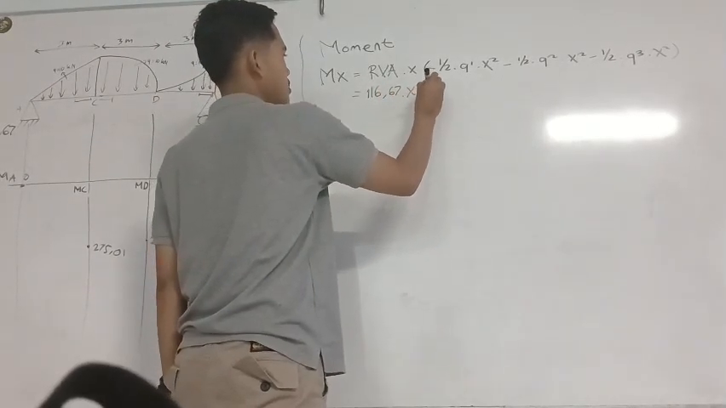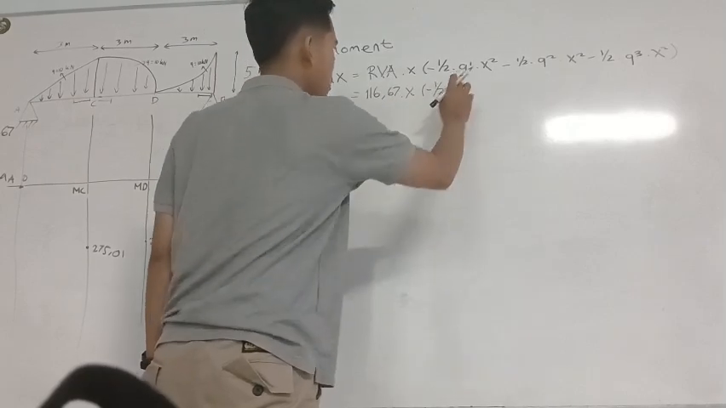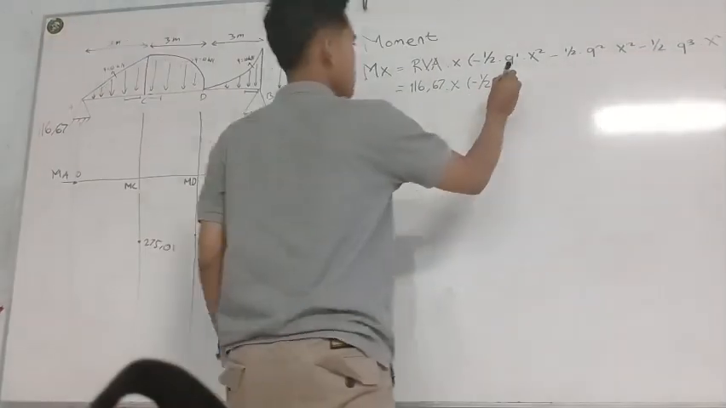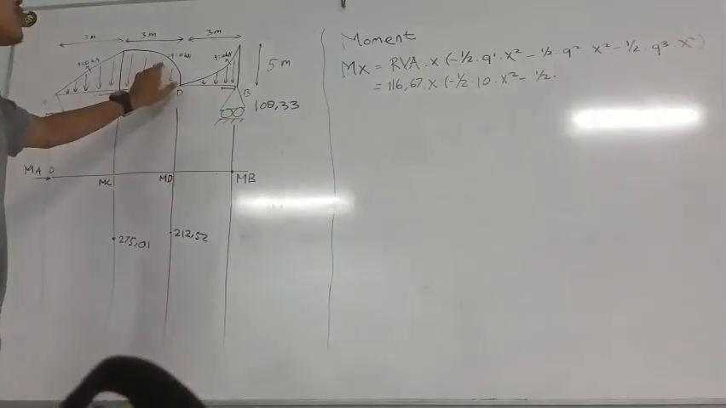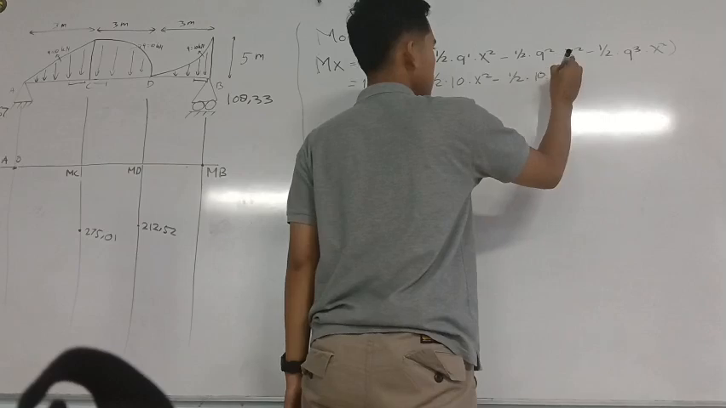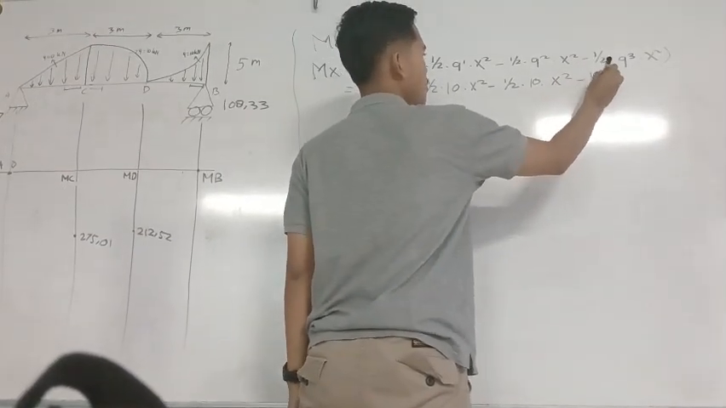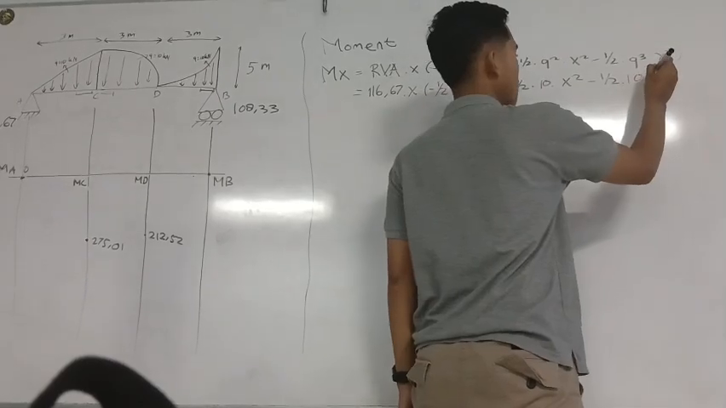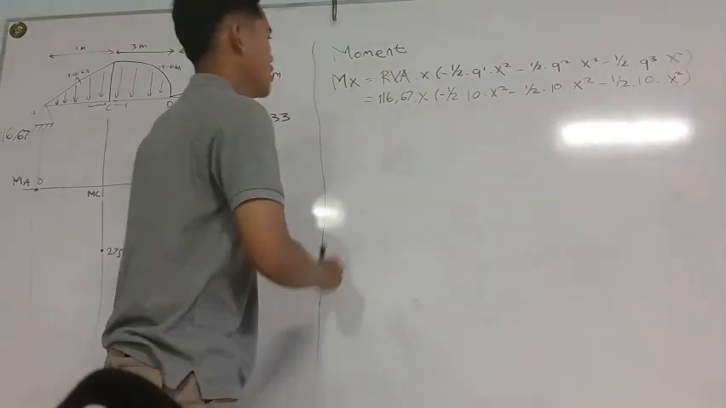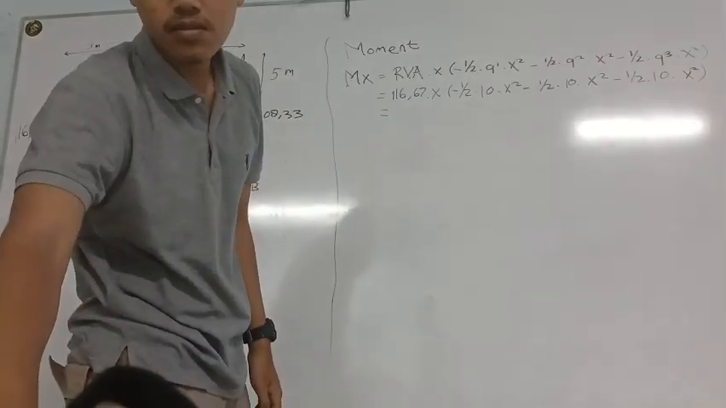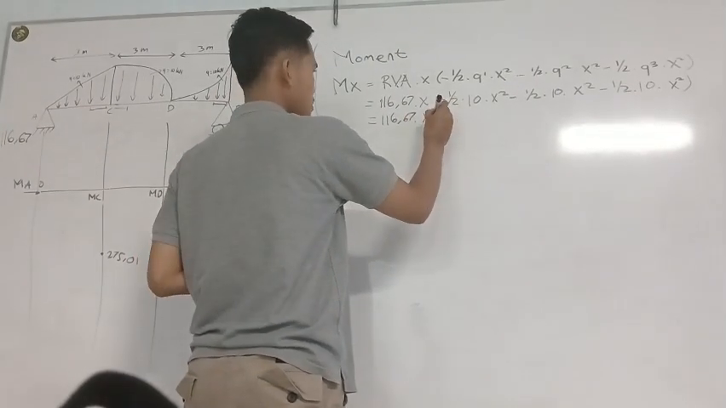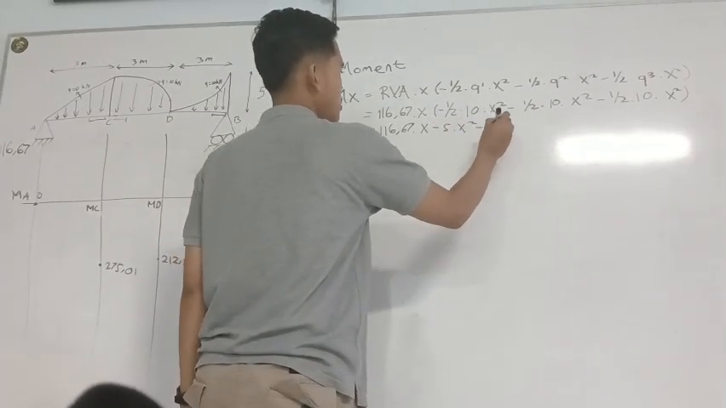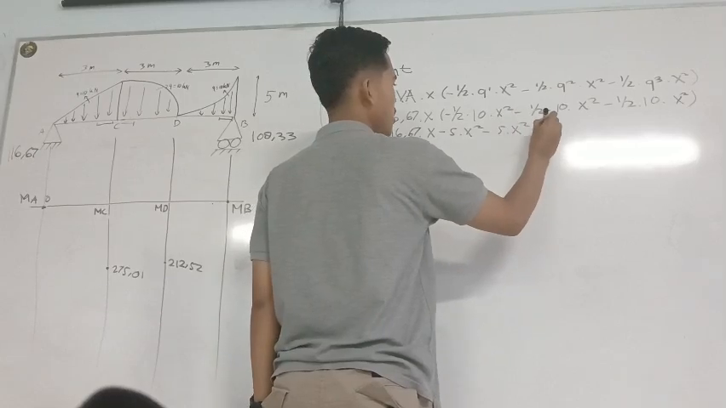116.67 times x, minus a half times the value of q1, which is 10, times x squared, minus a half times q2, and the value for q2 is also 10, times x squared, minus a half times q3, and the value for q3 is also 10, times x squared, equal to 116.67 times x, minus 5 times x squared, minus 5 times x squared, minus 5 times x squared.